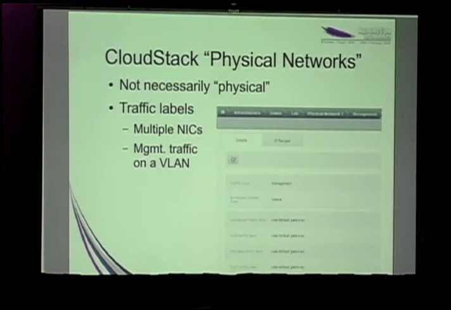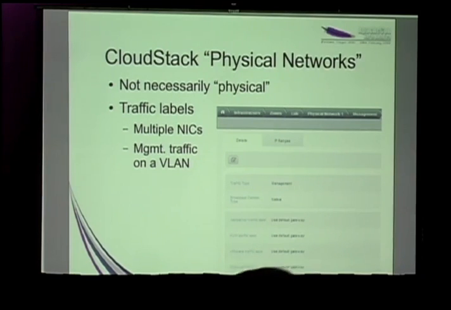So, physical networks in CloudStack, you should check the documentation. But here's a hint: a physical network is not actually physical, but you can think of it as physical, though not necessarily. It's configured with these traffic labels. Here's a screenshot, under the physical network, where you can specify the traffic types with the traffic labels.